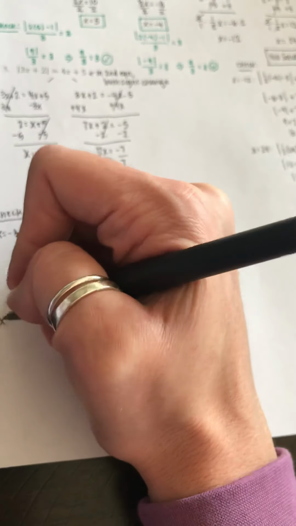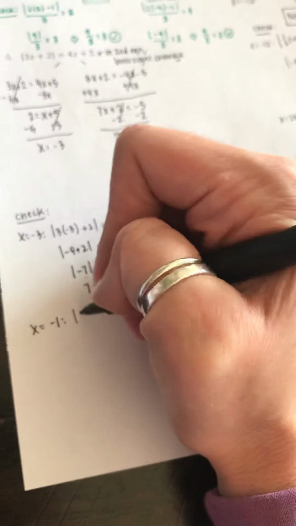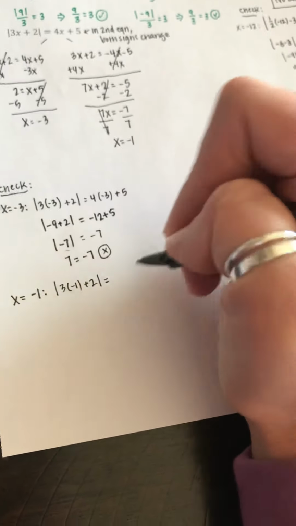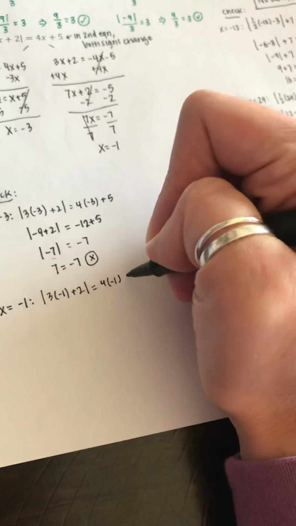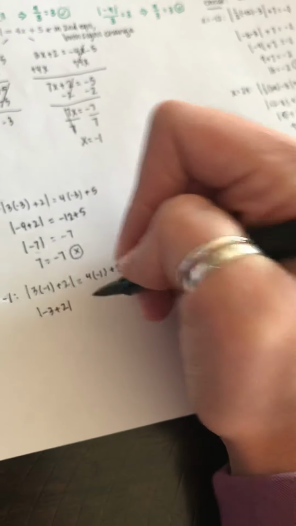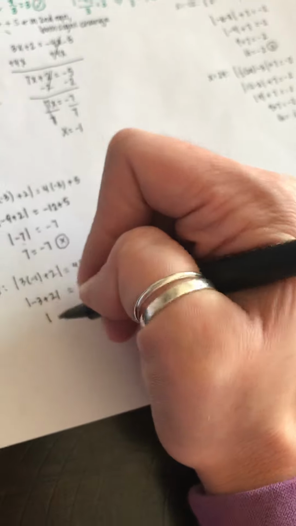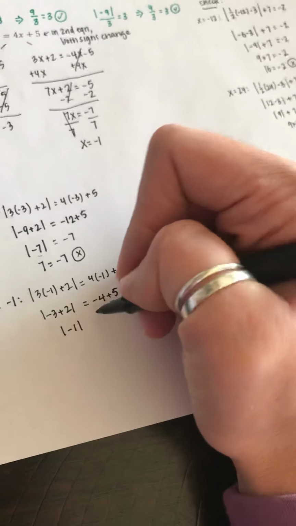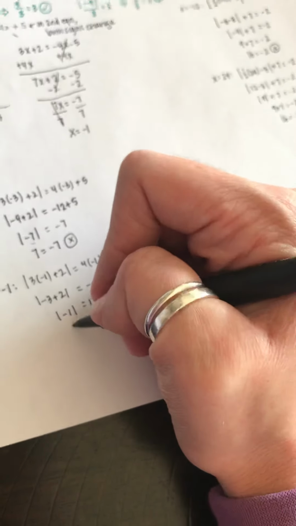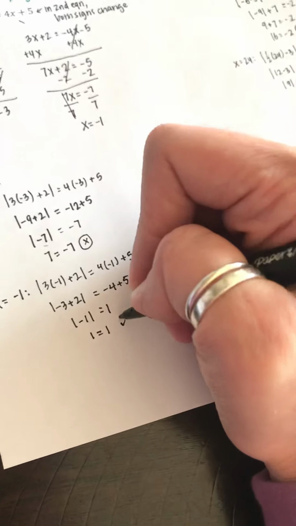So let's check the negative 1. The absolute value of 3 times negative 1 plus 2. Over here on the right side, 4 times negative 1 plus 5. That's going to give me negative 3 plus 2 inside my absolute value bars, and negative 4 plus 5 over here. That's going to give me the absolute value of negative 1 is equal to a positive 1. So again, you do need to take the absolute value of this before you're done. So that tells us that 1 is equal to 1. Guess what? That's a true statement.